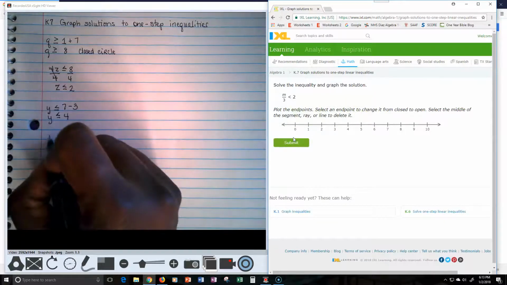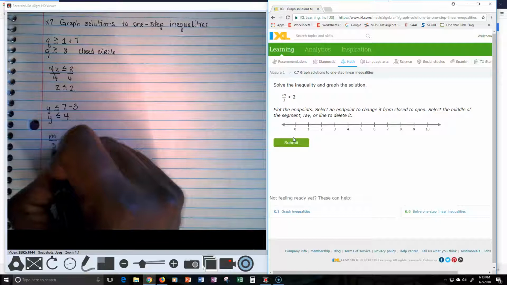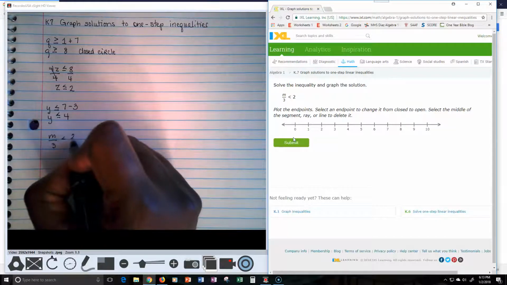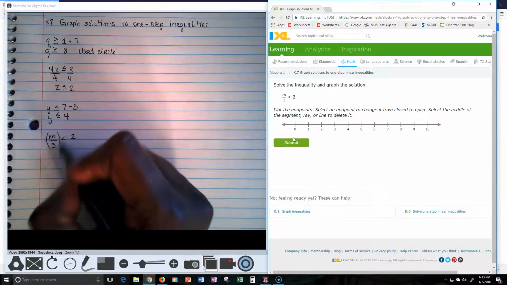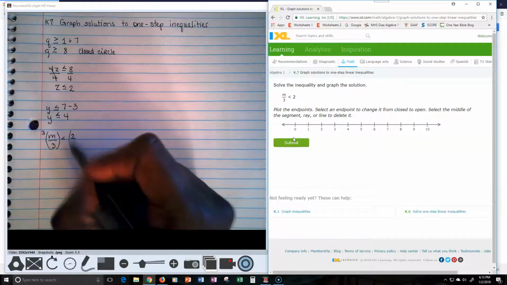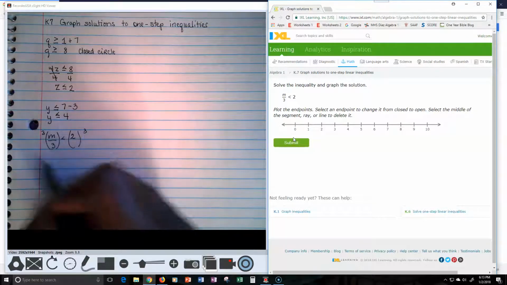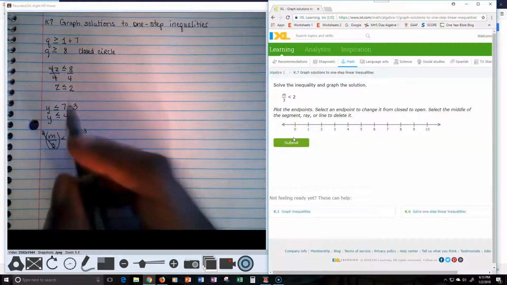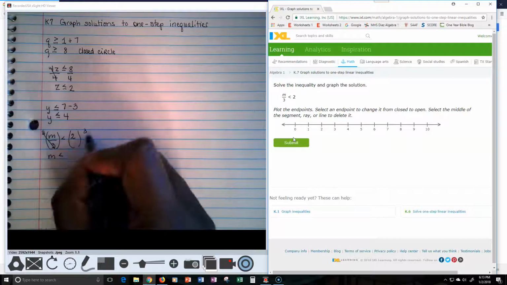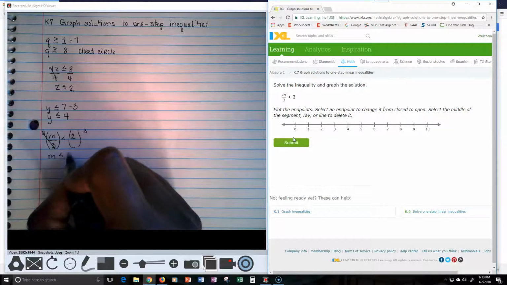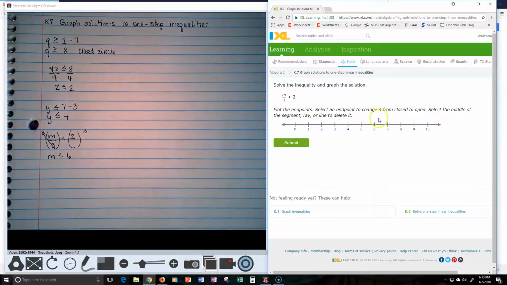Now we have m divided by 3 is less than 2. As we stated before, if we want to get m alone, in this case we're going to have to multiply by 3 on both sides of the inequality. And I have 3m divided by 3, which is m. And then 2 multiplied by 3 is 6. So m is less than 6.